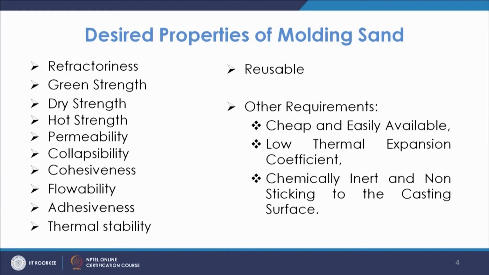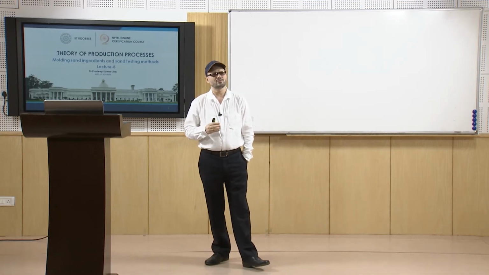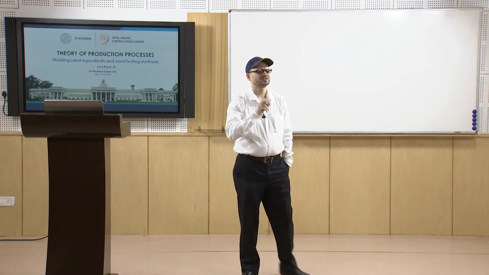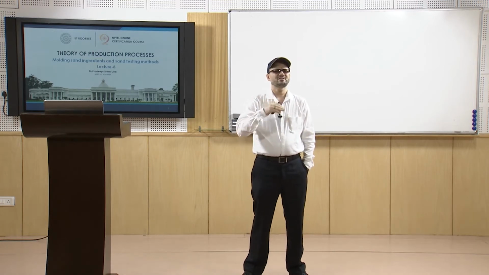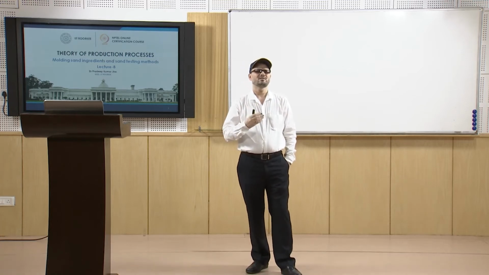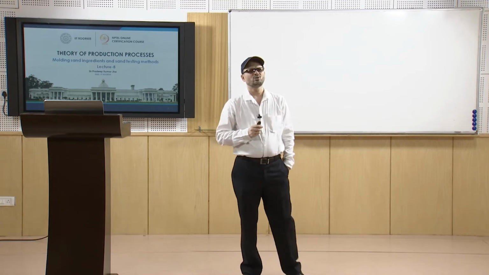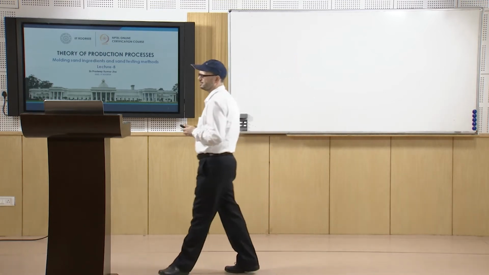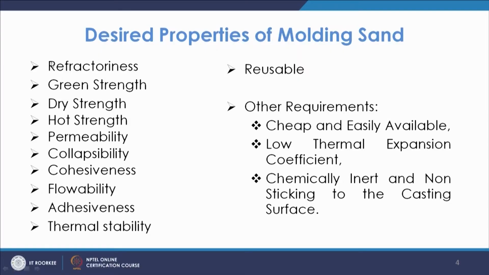Coming to the desired properties of molding sand. I hope that you have gone through these things at an elementary level in a manufacturing process course, but still we should discuss something about it. For any molding material in particular, refractoriness is applicable. The first property which makes it suitable for casting is refractoriness, which means its ability to withstand high temperature.